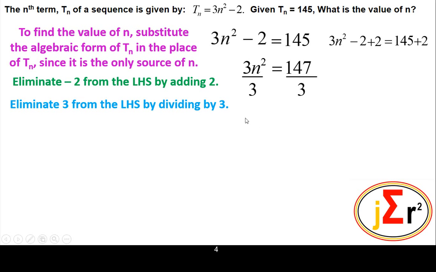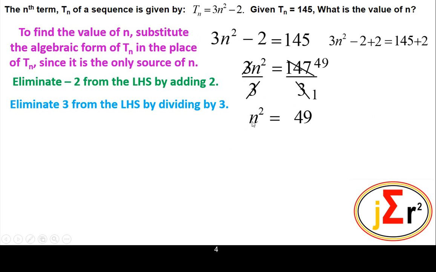Like that. So 3 into 3 is 1. We are simplifying the right hand side by a common factor of 3. So 3 into 3 is 1, and 3 into 147 is 49. And of course, those 3 will be eliminated from the left hand side. Now we have n squared is equal to 49.